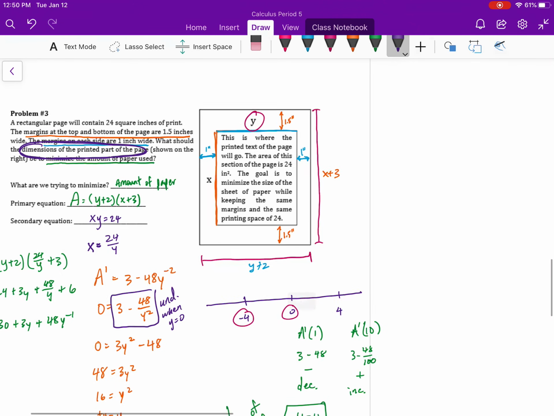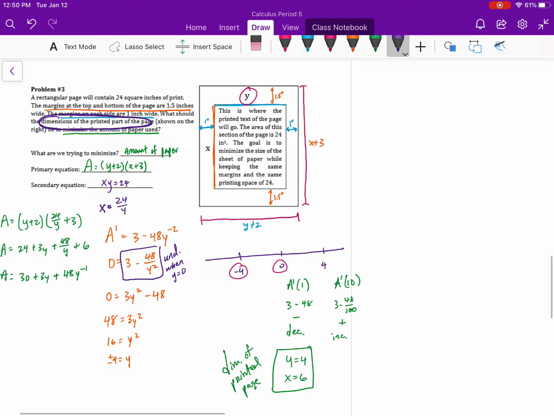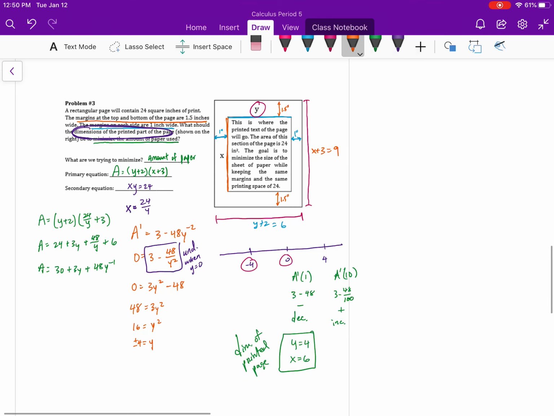If the question had asked what are the dimensions of the piece of paper, then we would want to remember that the width of the piece of paper is y plus 2, or 4 plus 2, and that the height of the paper is x plus 3, or 6 plus 3. And so the piece of paper is 6 by 9, but the printed part of the page is 4 by 6.